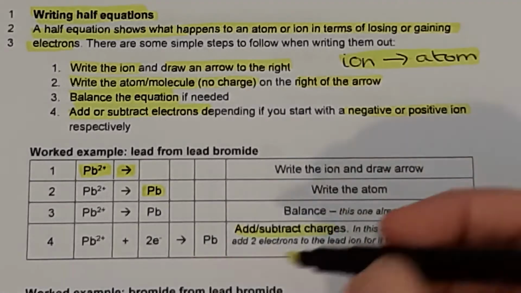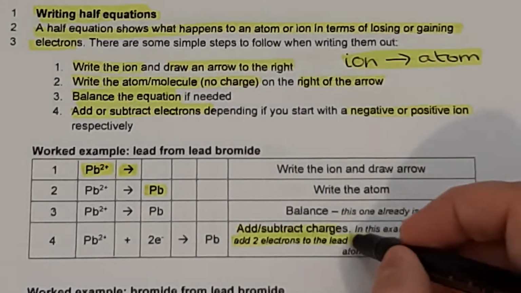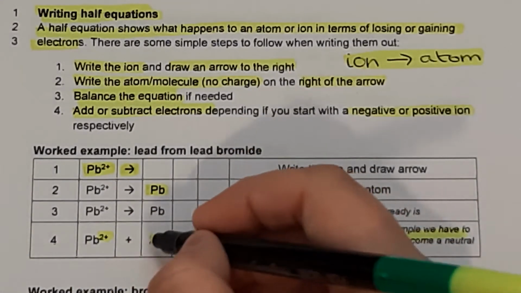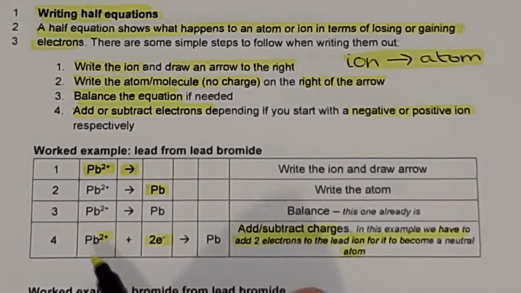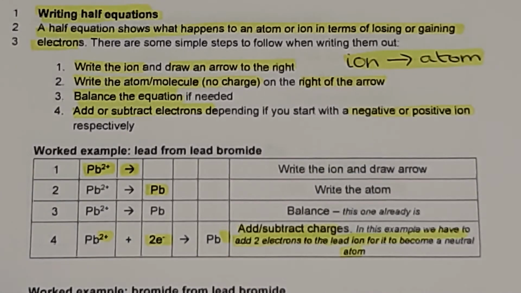Now what we need to do is add or subtract the charges. In this example we have to add 2 electrons to the lead ion for it to become a neutral atom, because our lead has 2+, so we have to add 2 lots of e- to cancel those out. So 2 positive charges, adding our 2 negative electrons, which have negative charge, is going to give us our neutral lead atom, because there's nothing up here.